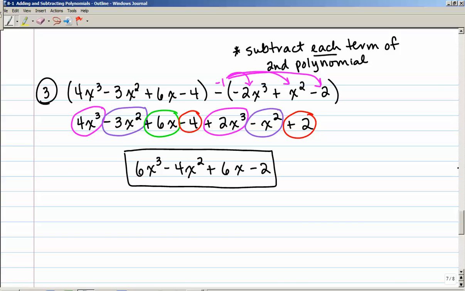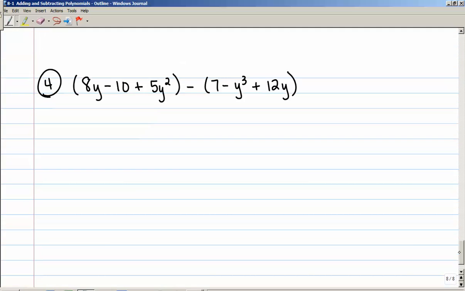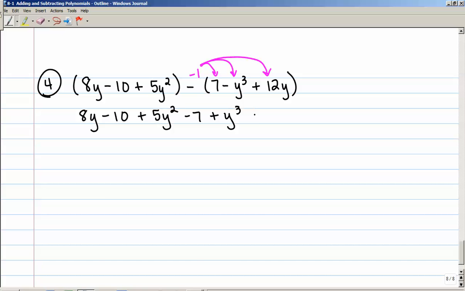And let's take a look at just one more example here. Okay, and again, since it's a subtraction, I'm going to think of this -1 being distributed to each term of the second polynomial. So I have 8y minus 10 plus 5y squared, and now distributing that -1 is going to give me -7 plus y cubed minus 12y.